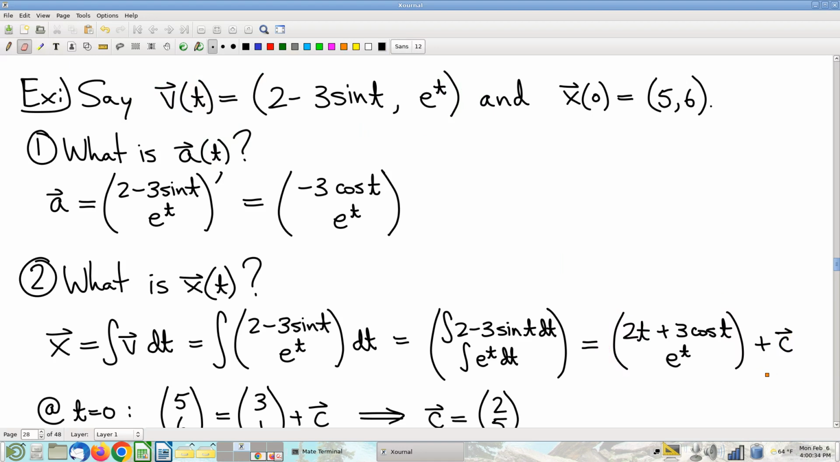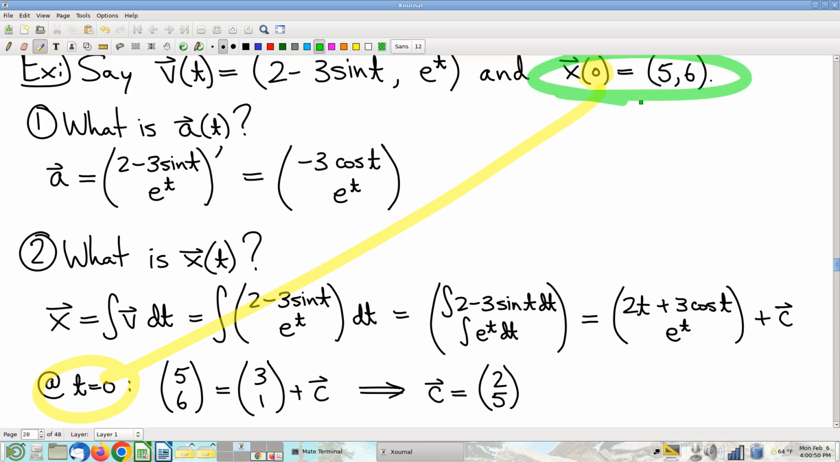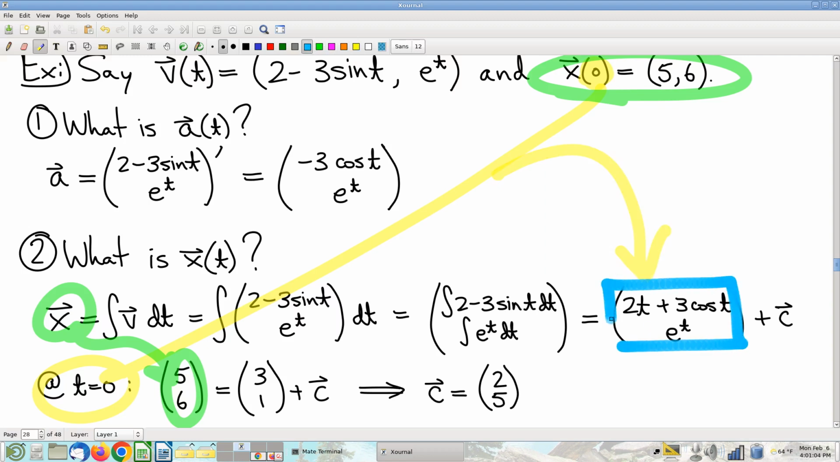Okay, so here we go. Y'all may remember this process. Notice we have additional free information about what happens when t equals 0. So I'm going to plug in t equals 0. That tells me, for one thing, that position is 5, 6. All right, and I can plug in the same t equals 0 into here, and that tells me that this business is 3, 1. Right, and then of course our integration constant comes along for the ride.